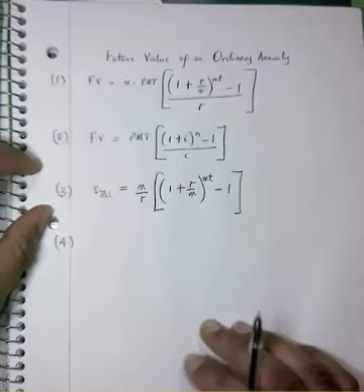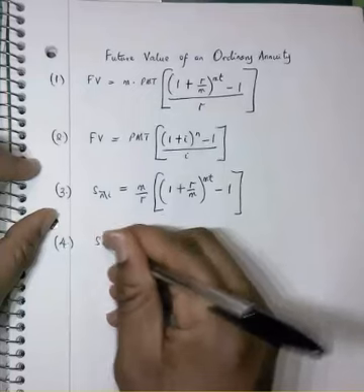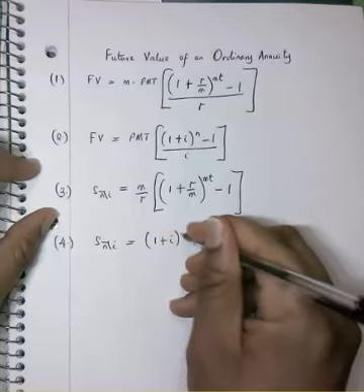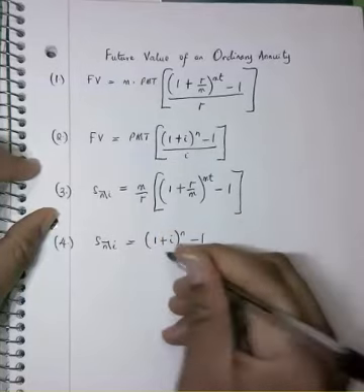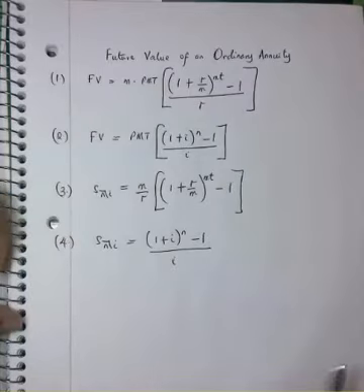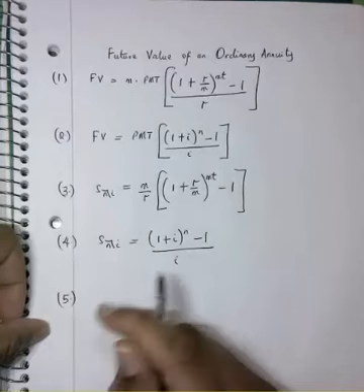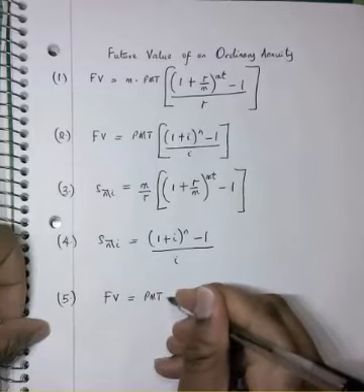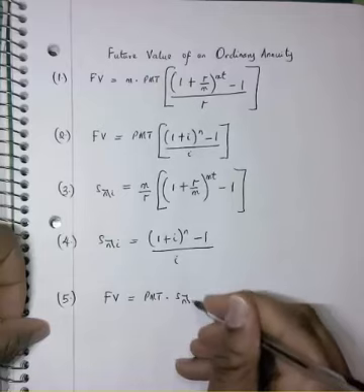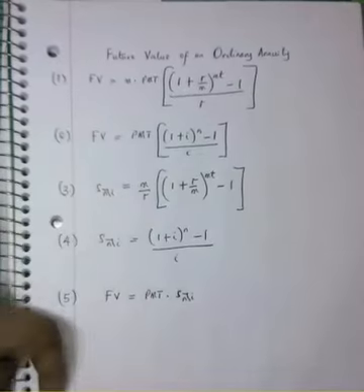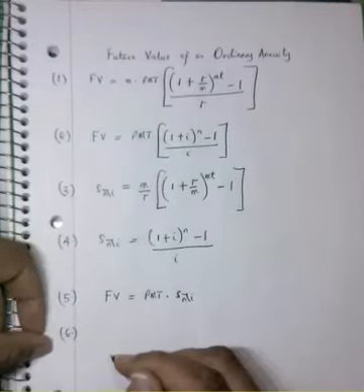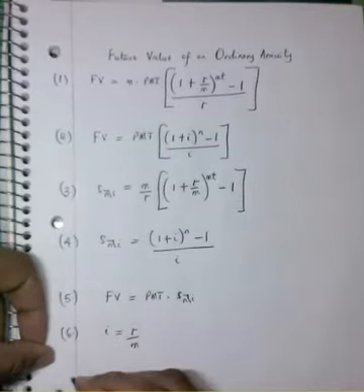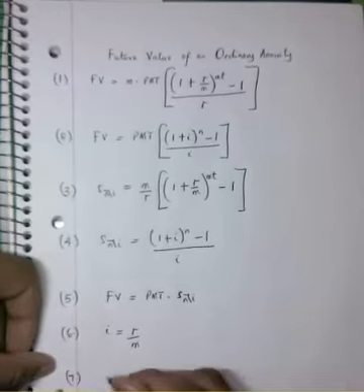The fourth formula is S angle N at I is equal to 1 plus I exponent N minus 1 all over I. The fifth formula is that future value is equal to payment times S angle N at I. Sixth formula, we have listed it before, I is equal to R over M, as well as the seventh formula, N is equal to MT.